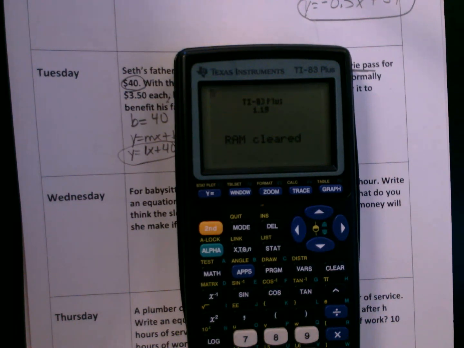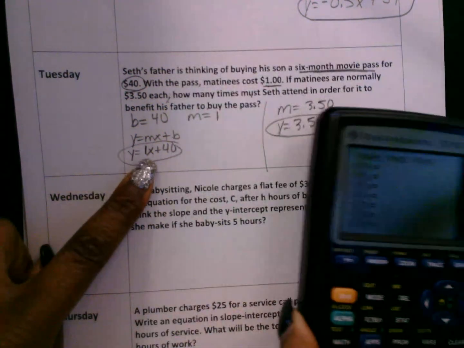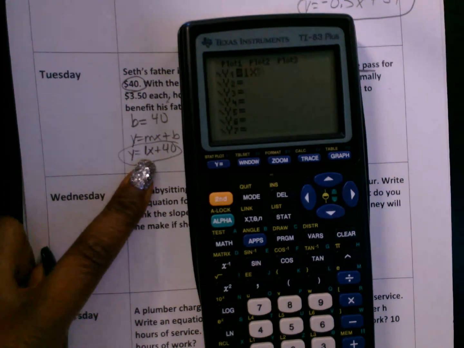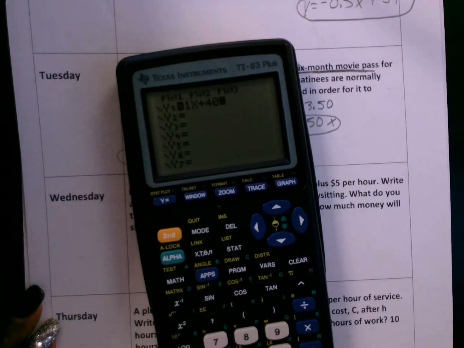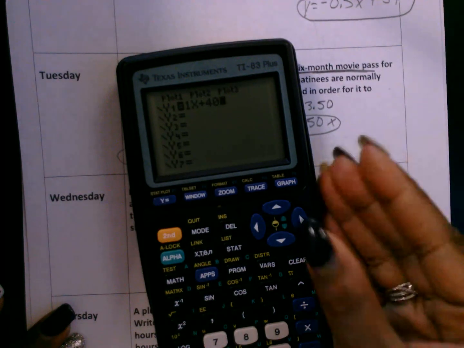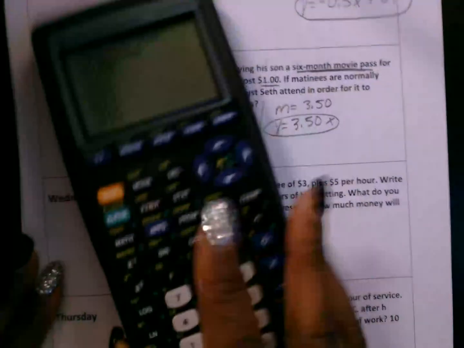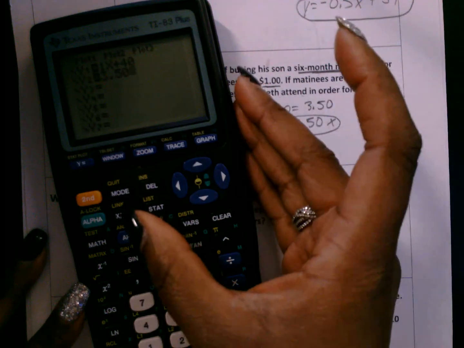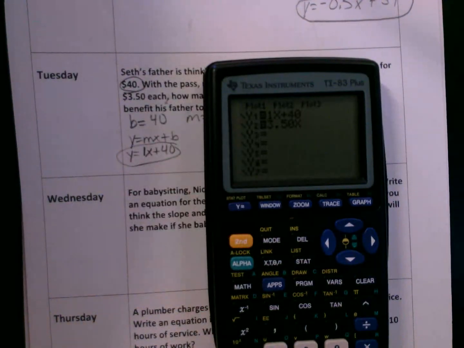Now we're going to type both equations into the calculator by pressing y equals. We got Seth's father pays $1x, $1 for every matinee, but he automatically paid $40. Okay, that's the first equation. The second equation is 3.50x. Without the discount, it's $3.50 every time you go. Please make sure that you type both equations in. Make sure that you type them in.